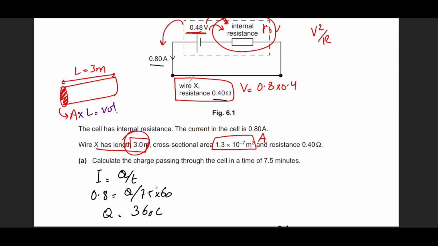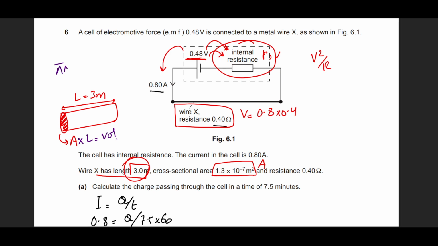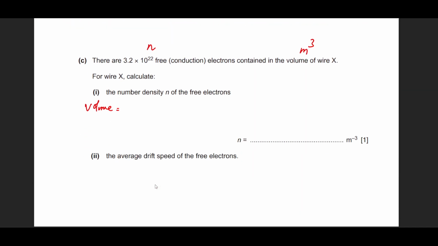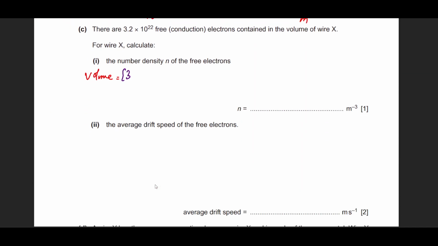Where does this come from? For a cylinder, we know that the cross-section area is pi r square and the height is the length L, right? So we can find the volume of this conductor by multiplying cross-sectional area with length, which would be 3.9 into 10 raised to power -7 meter cube.